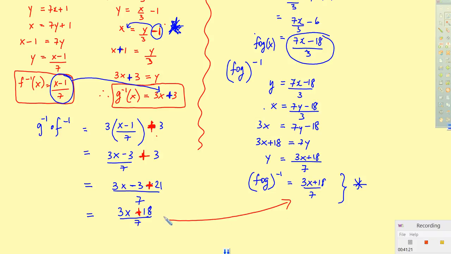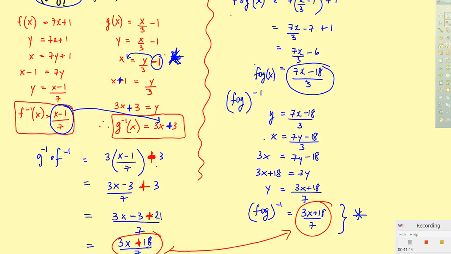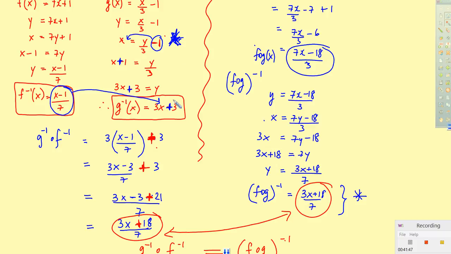And now we see, if we take a look at the two, g inverse of f inverse is actually equal to f of g inverse. Okay, so we have the same answer of 3x plus 18 over 7 and 3x plus 18 over 7. I apologize for that mix-up. I placed a negative where it should have been a positive, and that changed my answer by a little bit. And that's why I went back to take a look at it, because I realized that the two had to be the same, and I made a small error in the addition or subtraction.